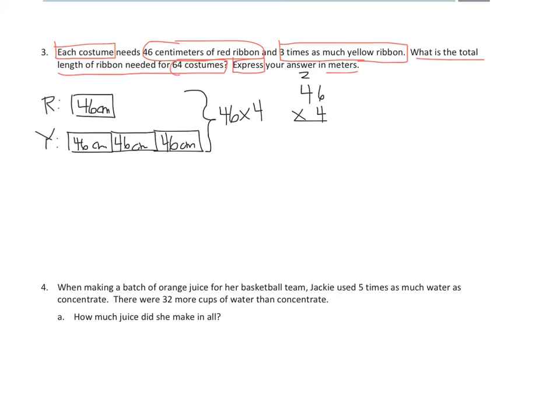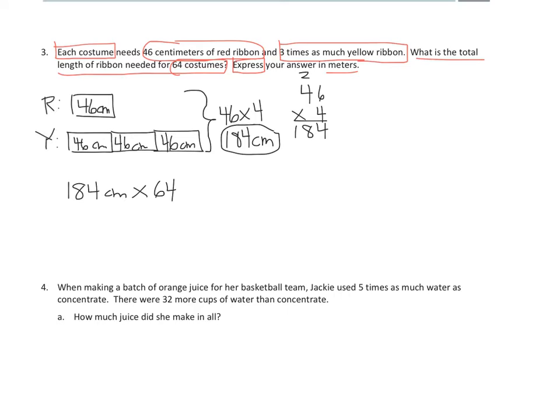4 times 6 is 24. Carry your 2, bring down your 4. 4 times 4 is 16 plus 2 more. That would be 18. So for one costume, we're looking at 184 centimeters for just one costume. But we don't want to know how much ribbon is needed for one costume. We want to figure out how much is for 64 costumes. So now we're going to take 184 centimeters, write this down with me, and we're going to multiply it by 64 costumes to figure out how much total ribbon would be for 64 costumes.